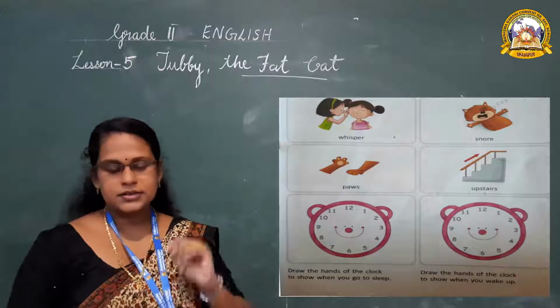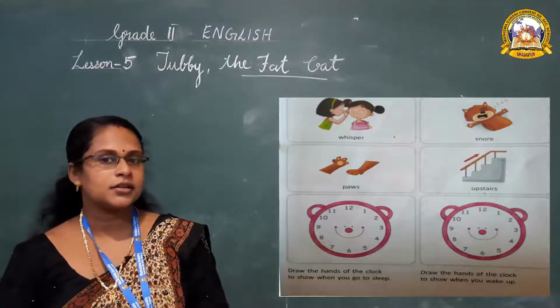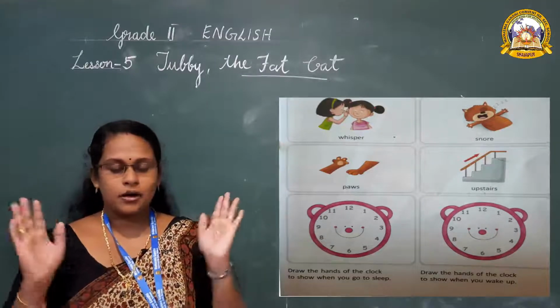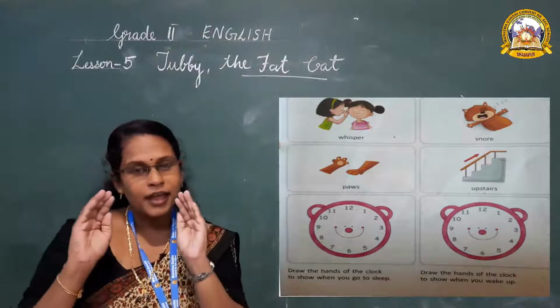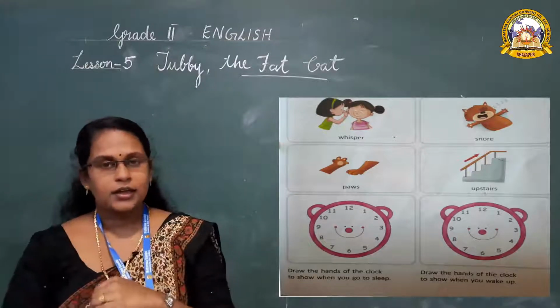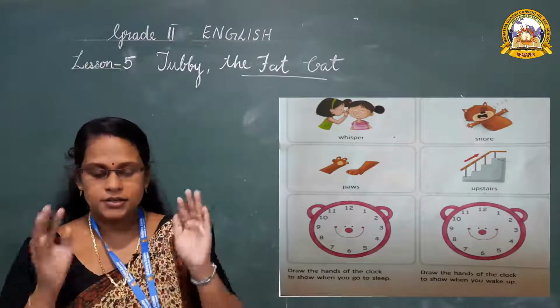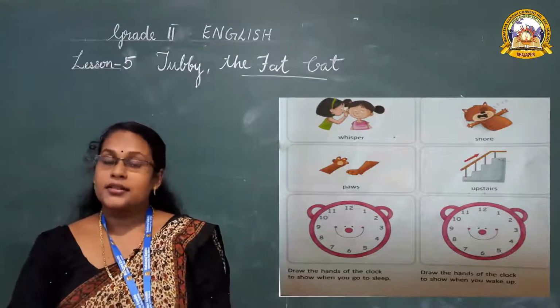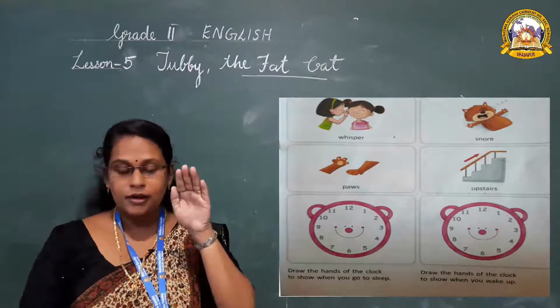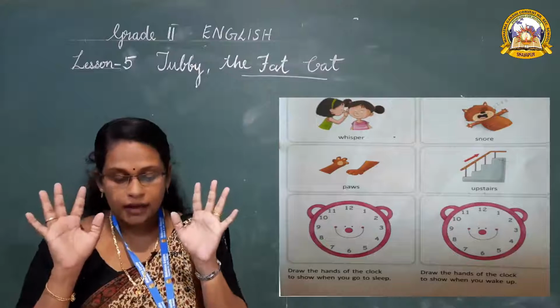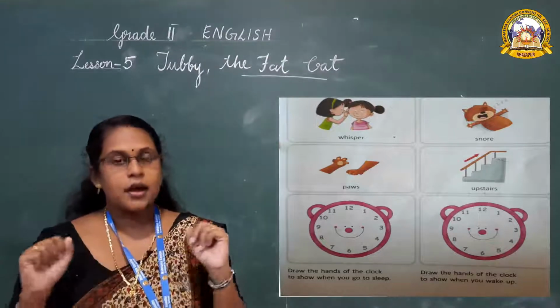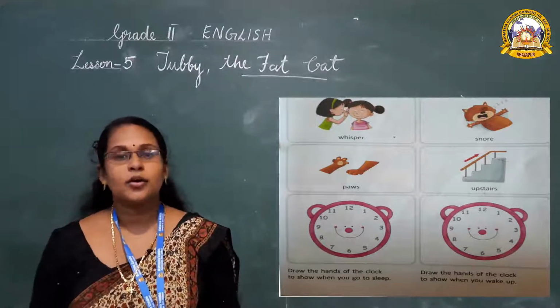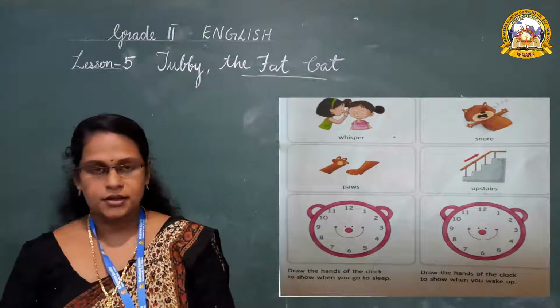Then look at the next picture. What is that? Paws. The hands of that cat or tiger is called paws. And their front hands have 5 fingers, but in their legs only 4 fingers.